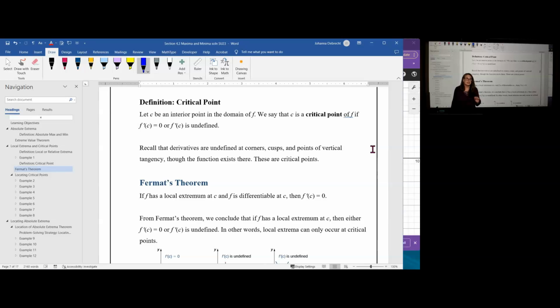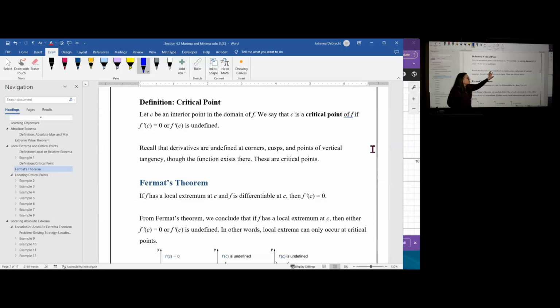The function exists there. We say that C is a critical point of the function F if either the derivative there is 0 or the derivative is undefined. That doesn't mean the function is undefined. It means the derivative is undefined. The function has to be defined there, or it can't possibly be a critical point.